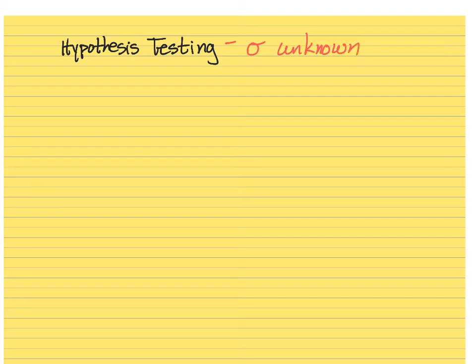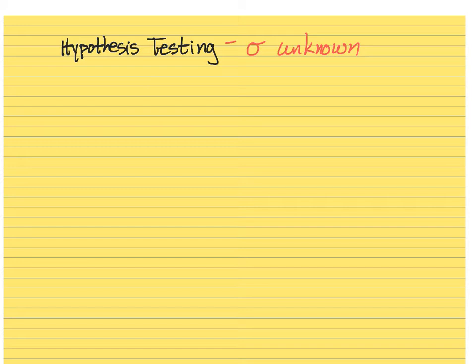The first set of situations that we want to look at is hypothesis testing where sigma is unknown. And in fact, this is the case that most often happens. We don't know the population standard deviation. This is the way that we most often work. So that's why we spend most of our time on it.